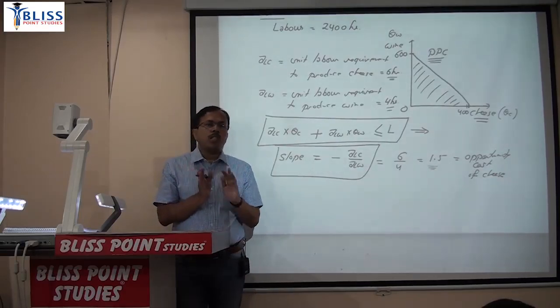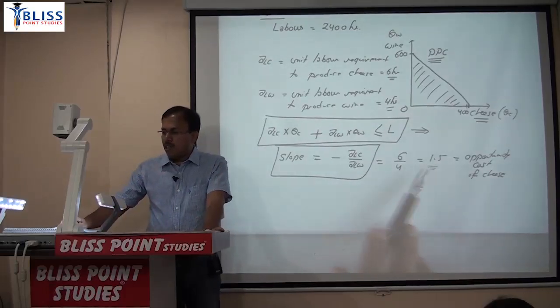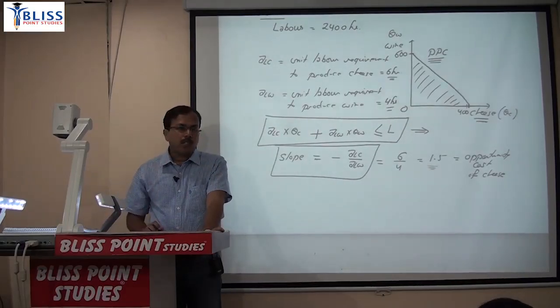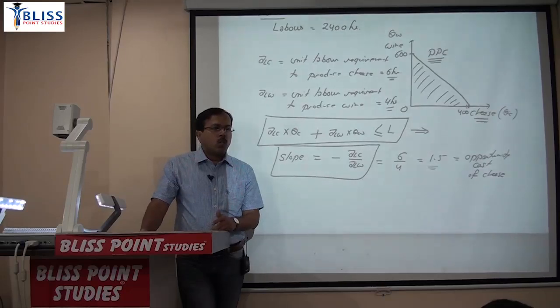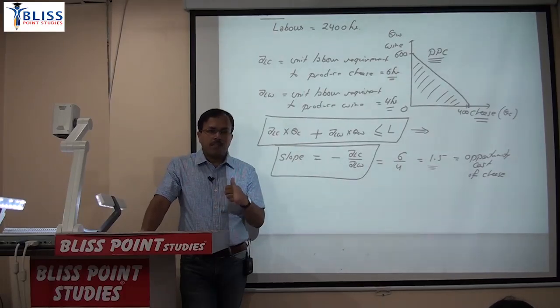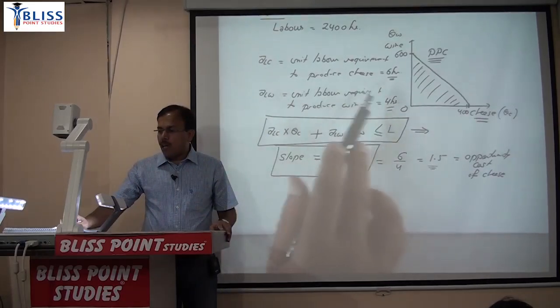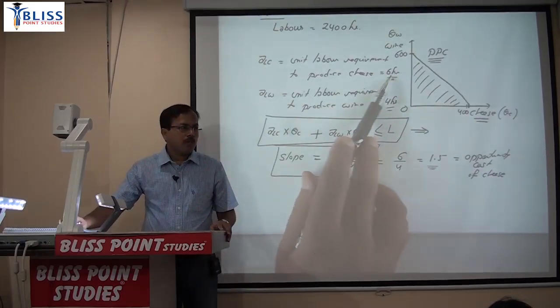Opportunity means what opportunity you sacrifice. So if I say the opportunity cost of cheese is 1.5, it means in order to produce one more unit of cheese, the economy will have to give up 1.5 units of wine. Simple example है, to produce 1 unit of cheese you require how much time? 6 hours.